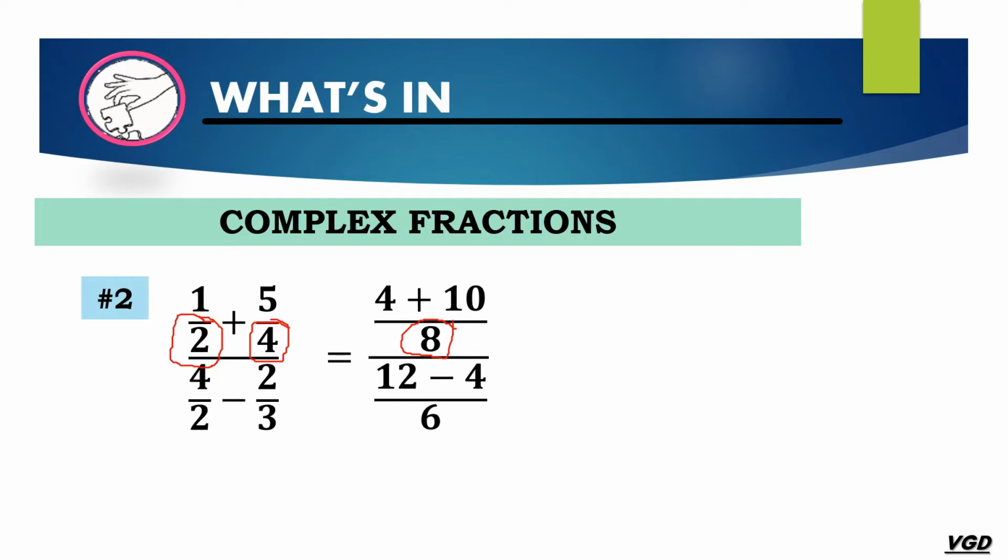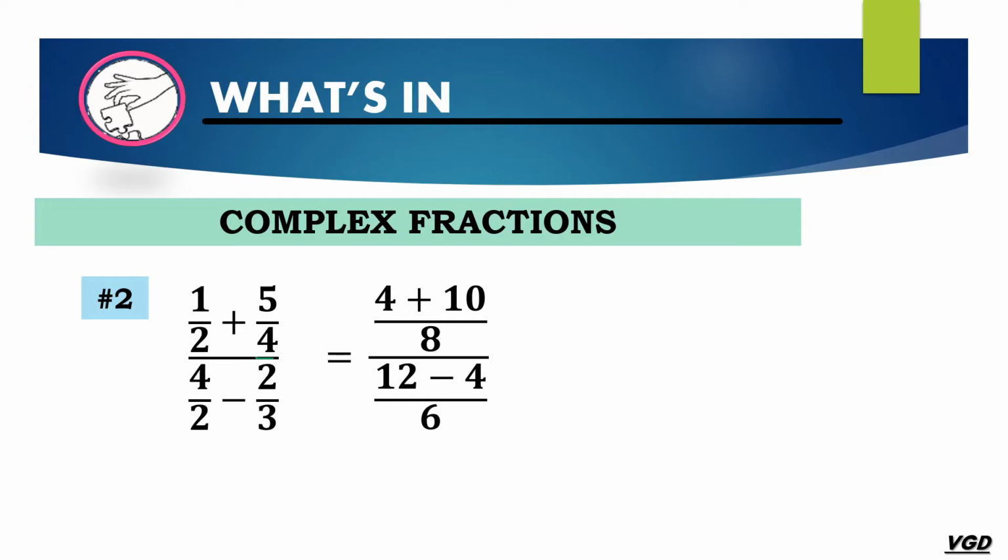Then divide 8 by 2. So we got 4 and multiply by the numerator, which is 1, so 4 times 1 is equal to 4. This time, divide 8 by 4, which is 2, then multiply by the numerator 5. So you got the answer 10. Let's not simplify yet. Let's evaluate first.